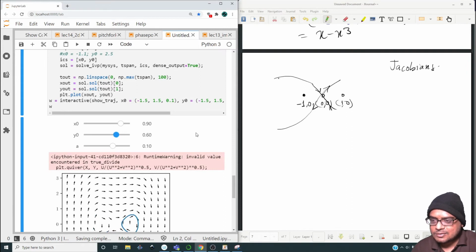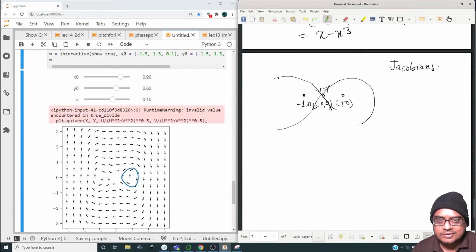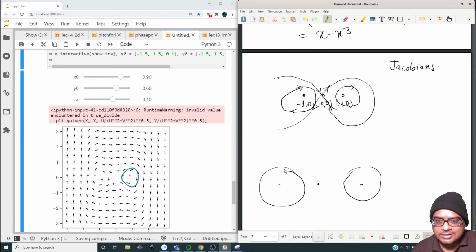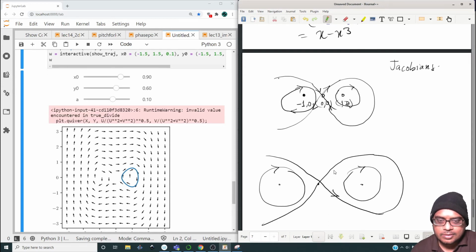So this trajectory is going around in circles. Okay, so there's a bunch of closed orbits over here. Similarly, there's a bunch of closed orbits over here as well. Essentially, you have a closed orbit like this, closed orbit like this. They're going in circles like this. Okay, the picture is more or less like this.